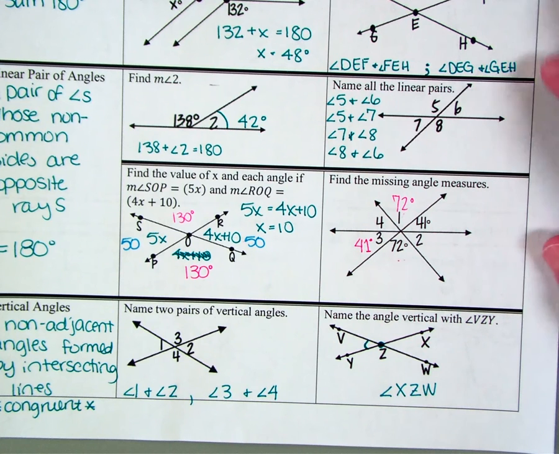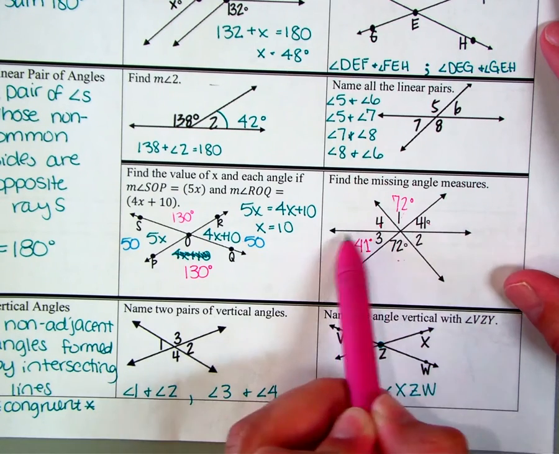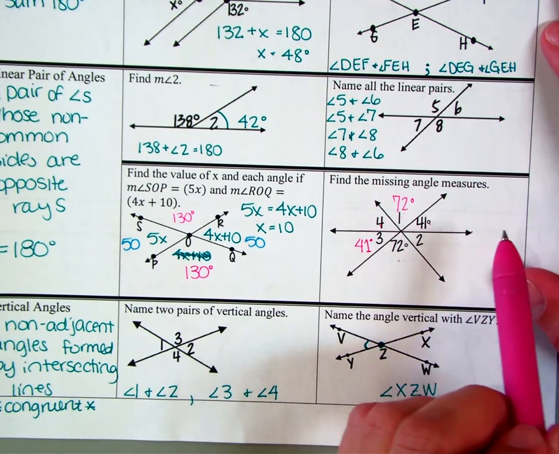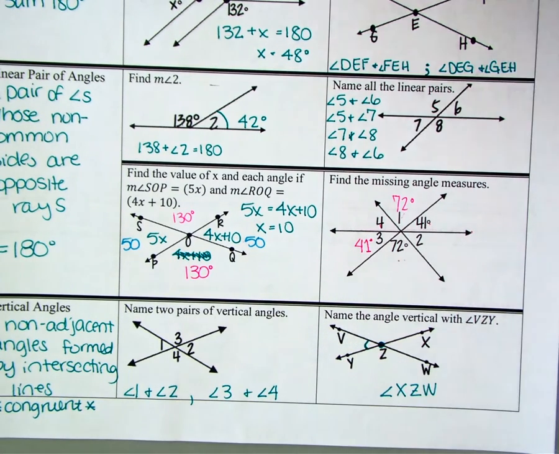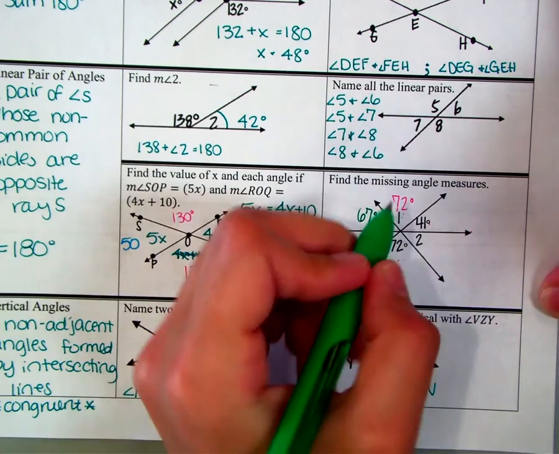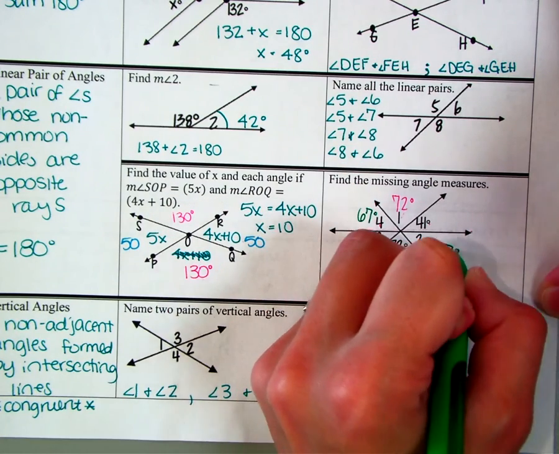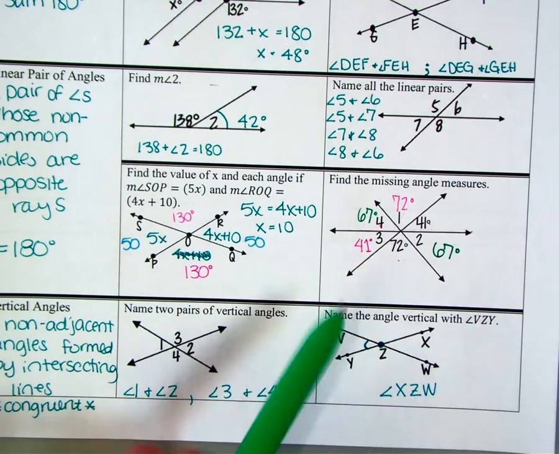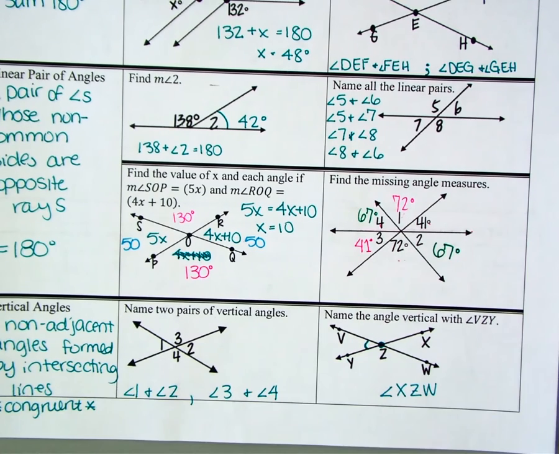And then using what we know about linear pairs or supplementary angles, we know that angle 1, angle 4, and angle 3 make 180. We know that angle 4, angle 1, and 41 degrees make 180. And so as long as we only have one thing missing, we can find those missing angles. So 180 minus 72 minus 41 gives me 67. And we know that angle 4 and angle 2 are vertical, so we don't have to do another algebra. We can just use that vertical angle relationship.